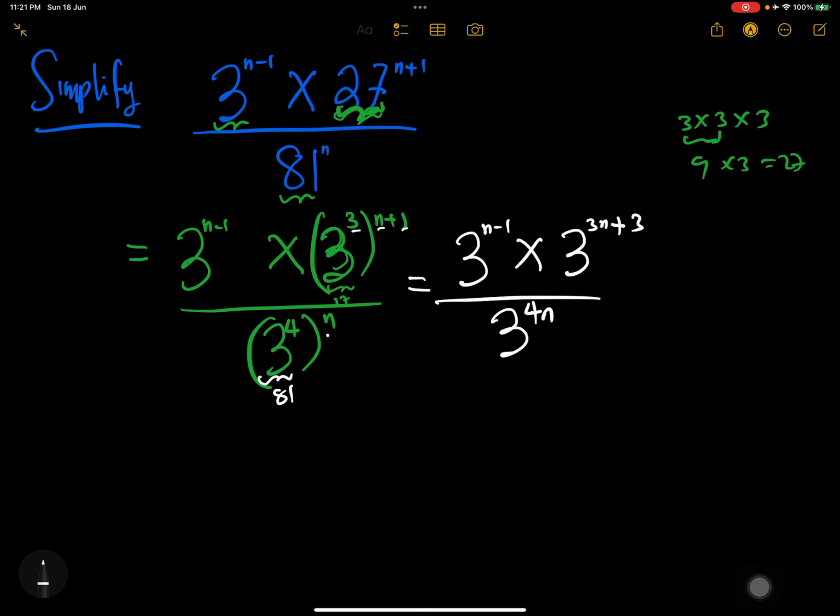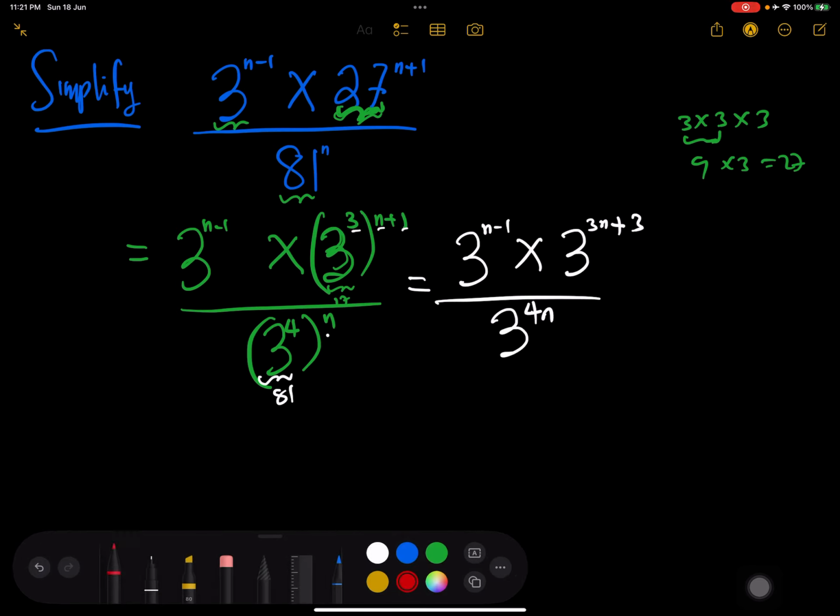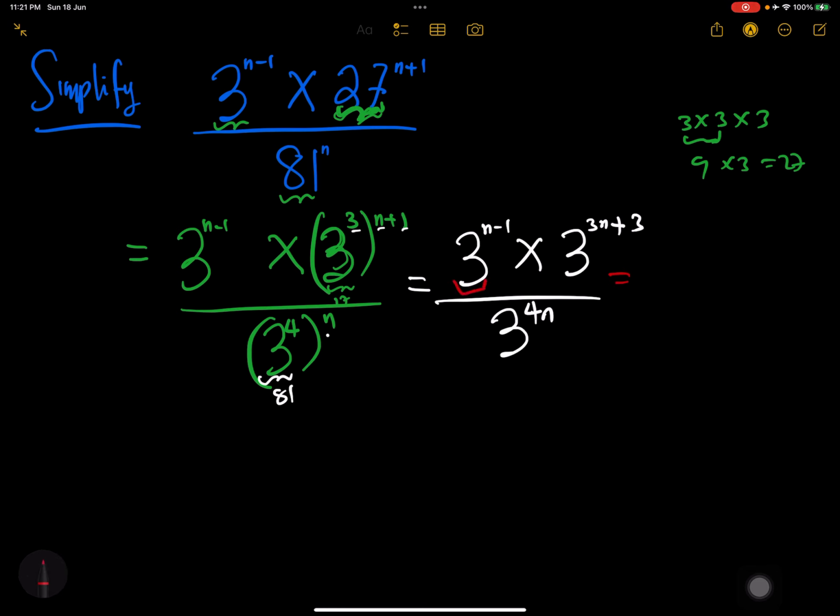Yes. Now, there are some rules that we need to apply here. If you look at this number, it's the same as this number. The bases are the same. And the operation sign in the middle is multiplication. So we need to add the exponents. So it's going to be 3 to the power n minus 1 plus the 3n plus 3. All divided by 3 to the power of 4n.